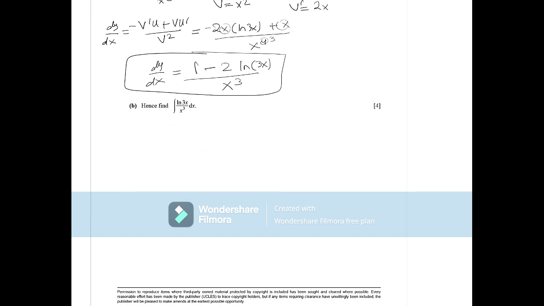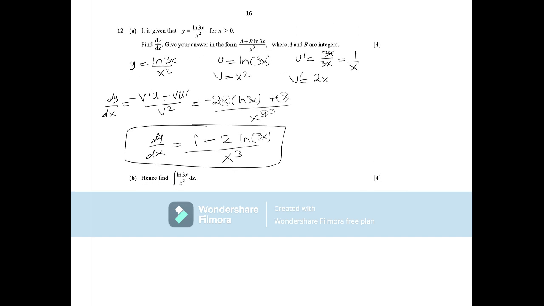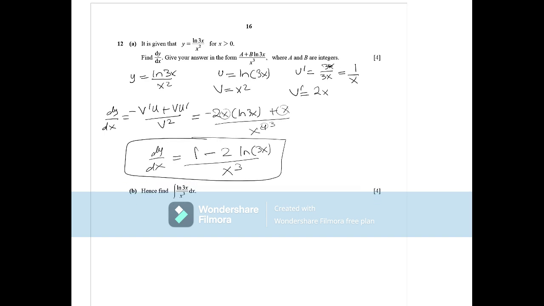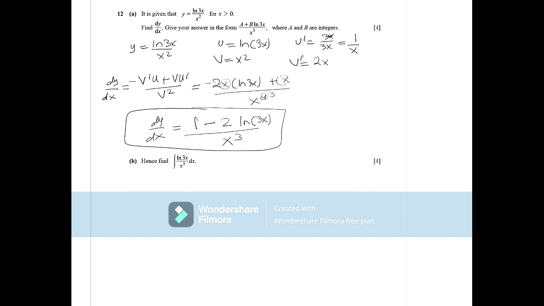Hence find the integral of (1 minus 2 ln(3x)) over x cubed. Let us start with what we know: the integral of ln(3x) over x squared.